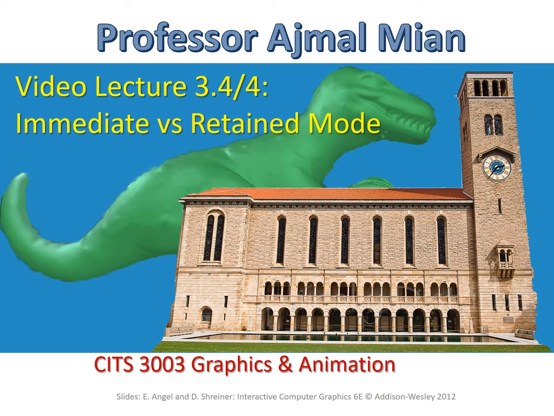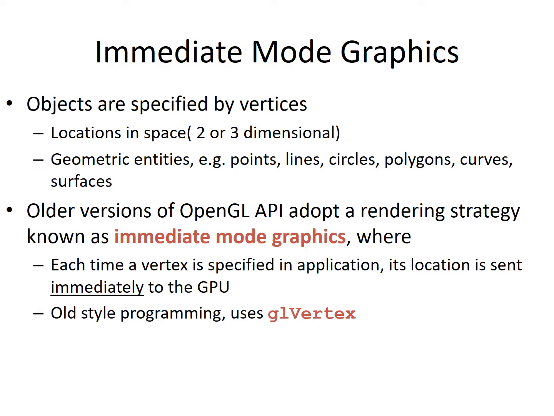There are two modes in computer graphics, the immediate mode and the retained mode. The two modes are basically rendering strategies. In either case, objects are specified by vertices, which are locations in space, 2 or 3-dimensional. Geometric entities are formed such as points, lines, circles, polygons, curves, etc.